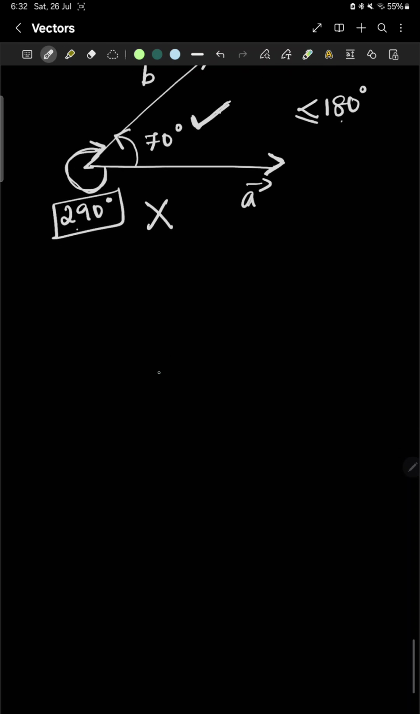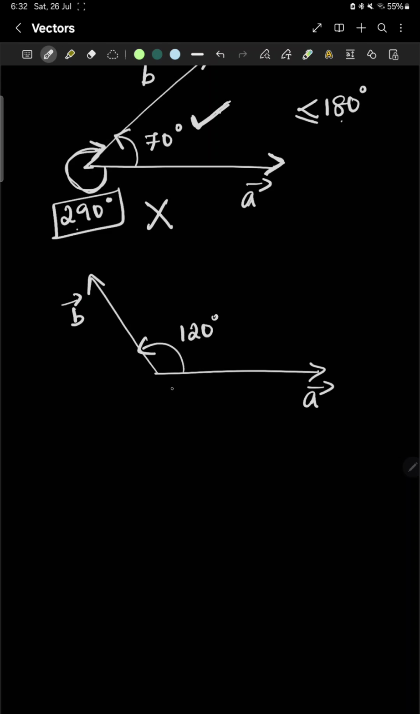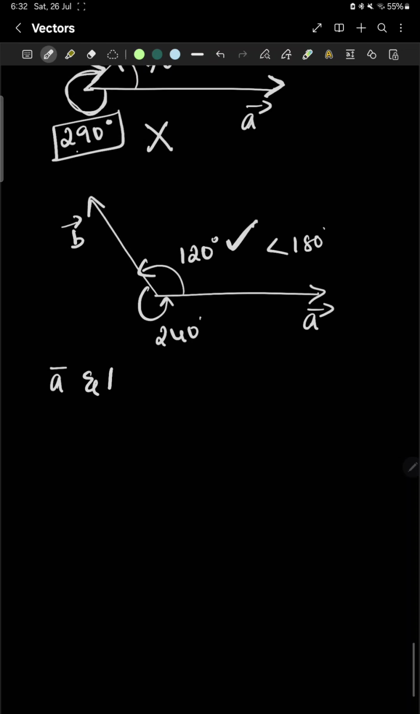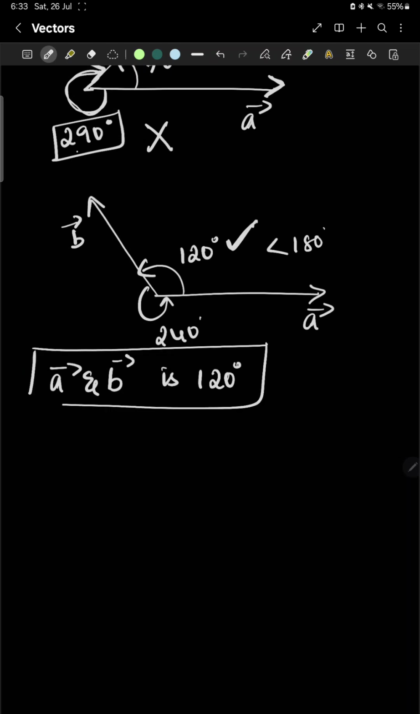Suppose there is an A vector and here it is B vector. If it is making an angle of 120 degree, the angle on this side will be 240 degree, right? So which angle should I consider? I should always consider the angle which is less than or equal to 180 degree. So 120 is lesser than 180 degree. So I have to consider the angle between A vector and B vector as 120 degree. So this is the way I have to find the angle between these two vectors.